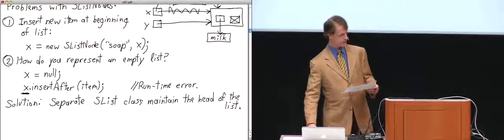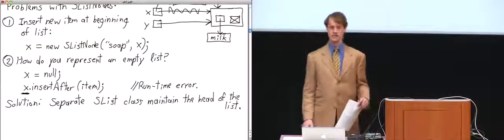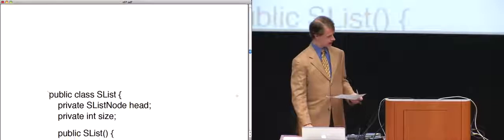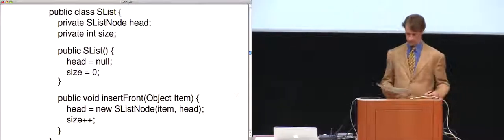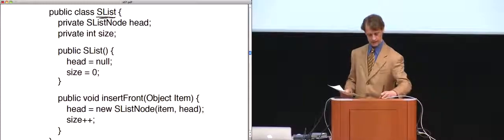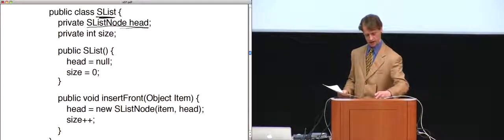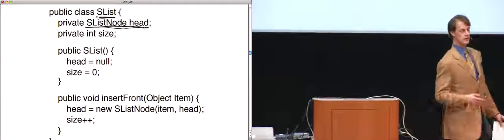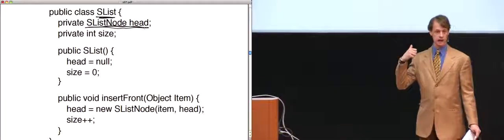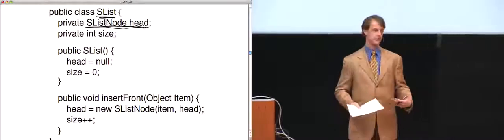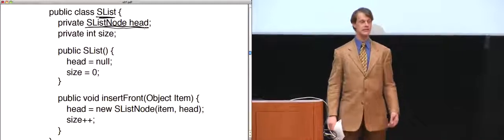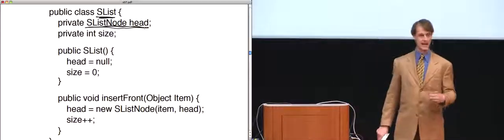We will also, just for convenience, have the SList class store the size of the list as well. So here's some code for that. I've got this class called SList, and its main job is to store the head of the list, whichever SListNode is at the front. If it's an empty list, then head can be set to null. But the SList itself is never set to null. There's always an SList, even if the list is empty.